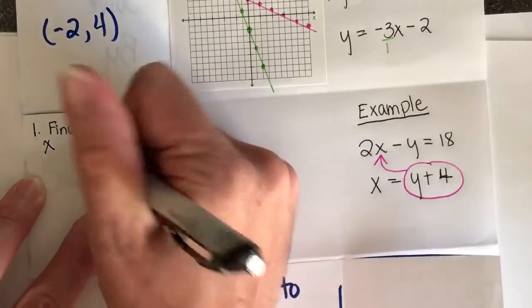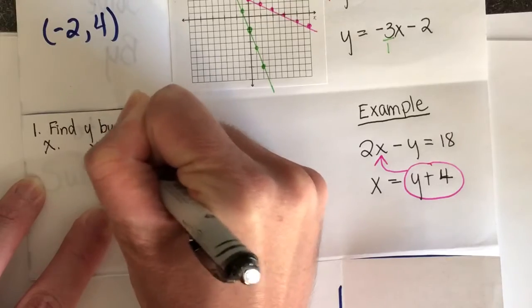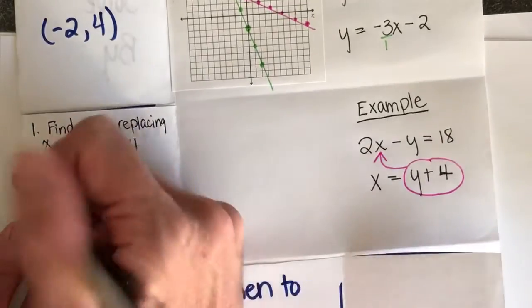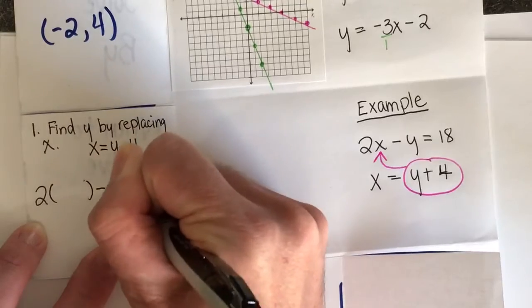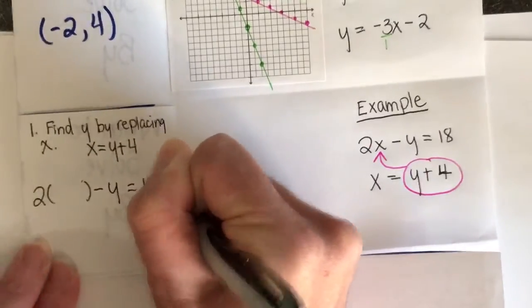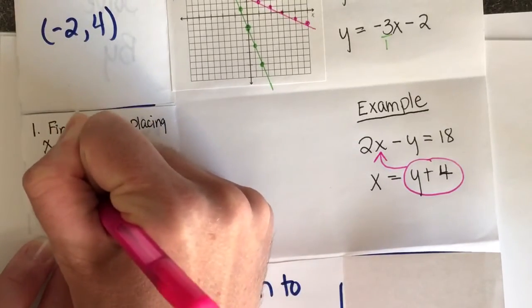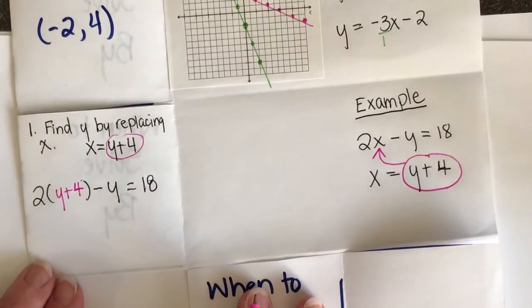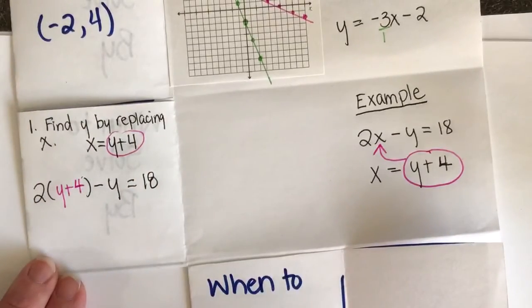We know that x has a value of y plus 4. So I'm going to take my top equation and set it up, and inside the parentheses, I'm going to substitute y plus 4. When you do this, you want to make sure that you only see one variable. All I see is y, so now I can solve this equation.